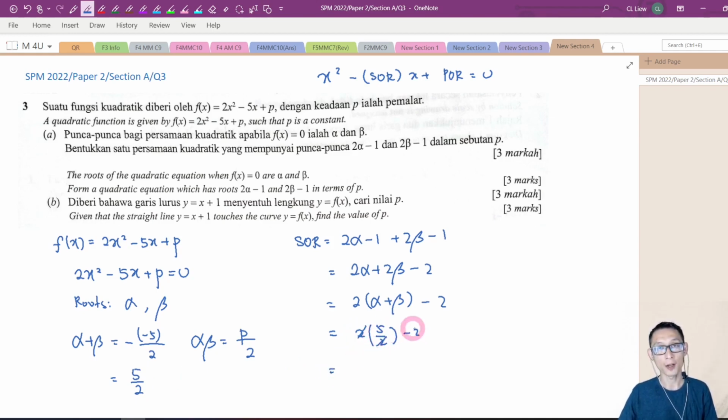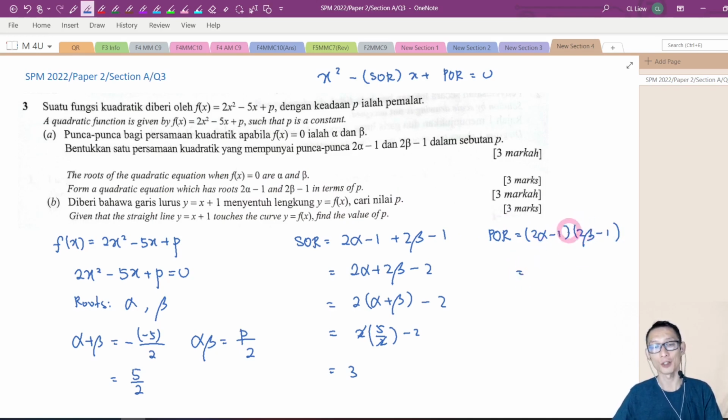So you get 5 minus 2, which is equal to 3. Now we know the sum of roots is equal to 3. Let me proceed to find the product of roots. The product of roots is this one times this one, so (2 alpha minus 1) times (2 beta minus 1).